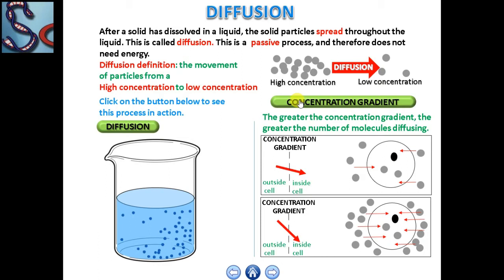In the second diagram, there is a great difference between the two concentrations, with a much higher concentration outside the cell. A high concentration gradient will result in more particles diffusing into the cell.